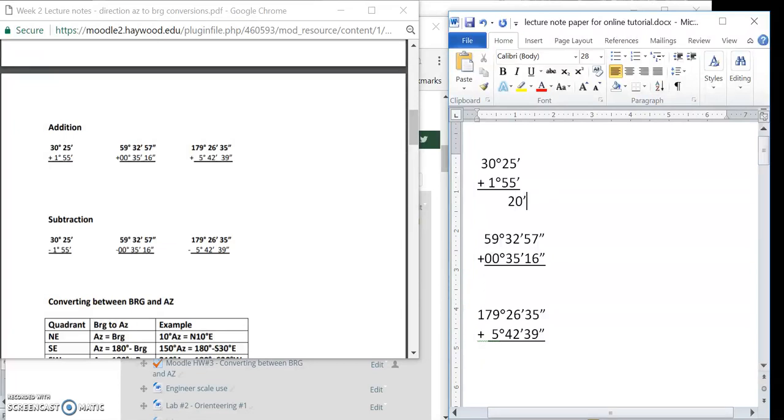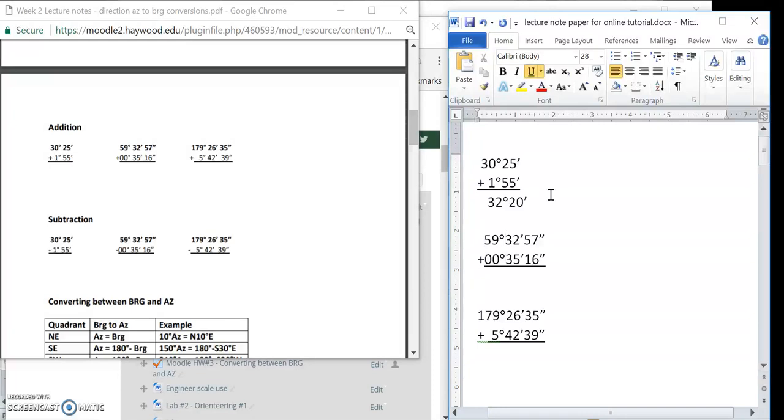So 20 minutes. And the typing's going to be a little bit weird. Now I have to carry 1 over to the 30 column. So that would be 1 plus 0 plus 1. That's going to be 2. So it's basically 32.